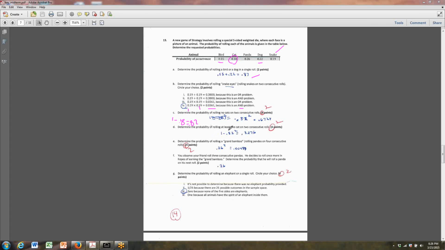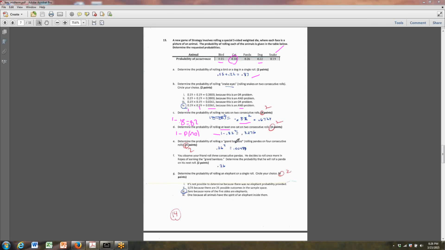Determine the probability of rolling at least 1 cat on 2 consecutive rows. Now remember, the probability of at least 1 is 1 minus the probability of none. So 1 minus the probability of no cats. So there's my 1 minus the probability of no cats. We just figured out right there, 0.82 squared.